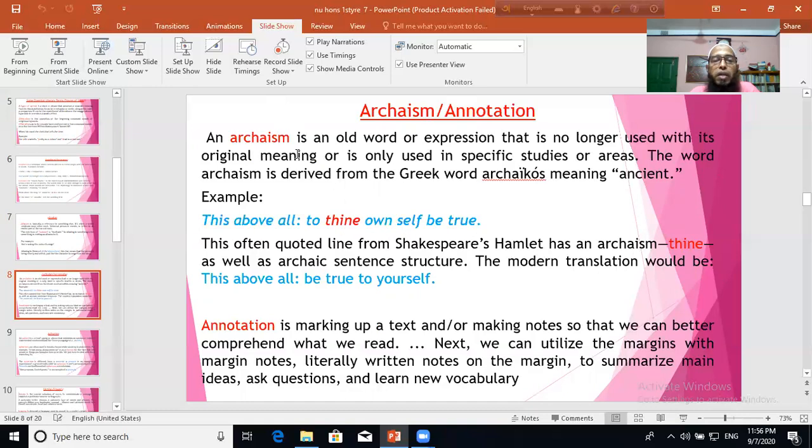I mean an old word, an ancient word that has no regular use, but sometimes poets use it to maintain their rhythm or their rhyme scheme in their poem. They use this type of archaic words.